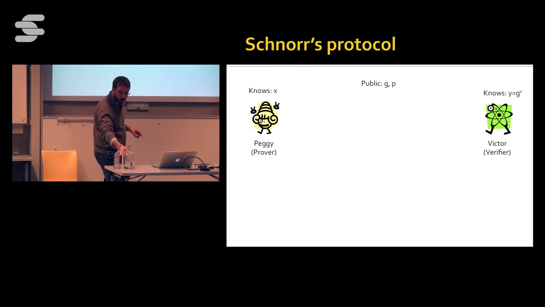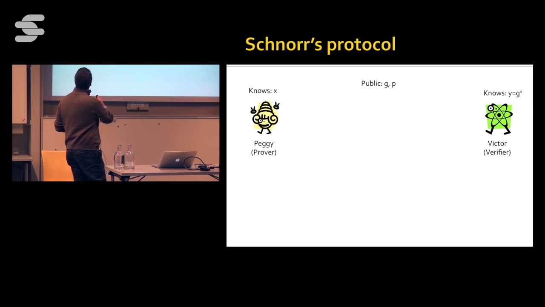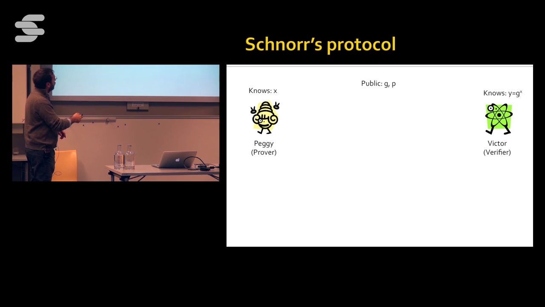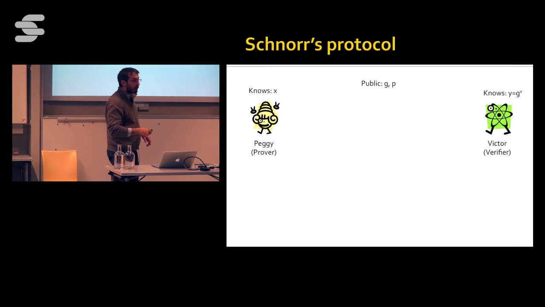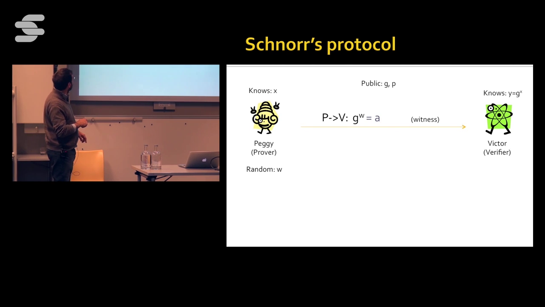And as we have said before, and I'll use the green now, Peggy knows a secret X. Victor, the verifier, knows Y, G to the X. And Peggy wants to prove to Victor that she knows that X such that the public key is G to the X, okay? But she doesn't want Victor to actually know what the X is. This is why X cannot just be sent directly. Okay, so in first instance, what Peggy does is she chooses a random W, okay? That's just a random number, no big deal. And she sends to Victor this A, which is G to the W. And we call that usually the witness.